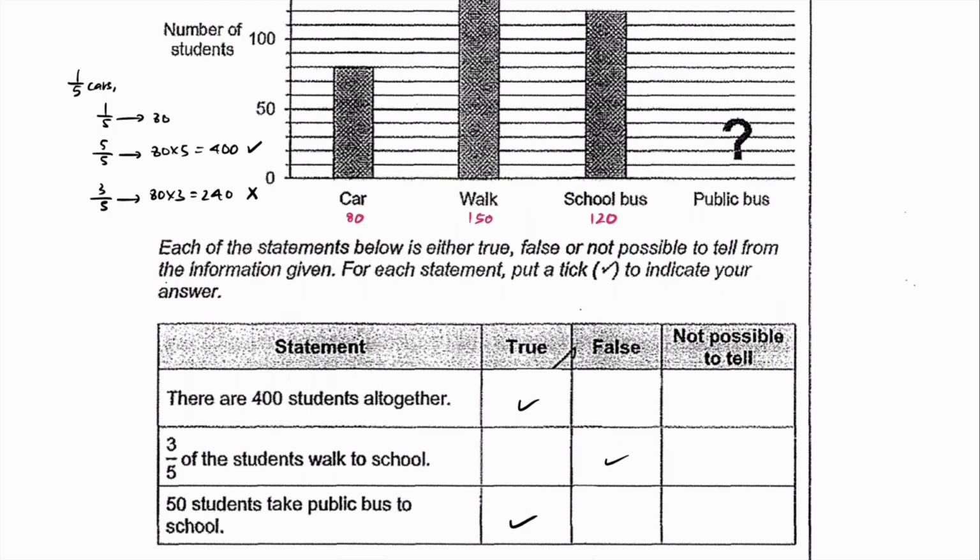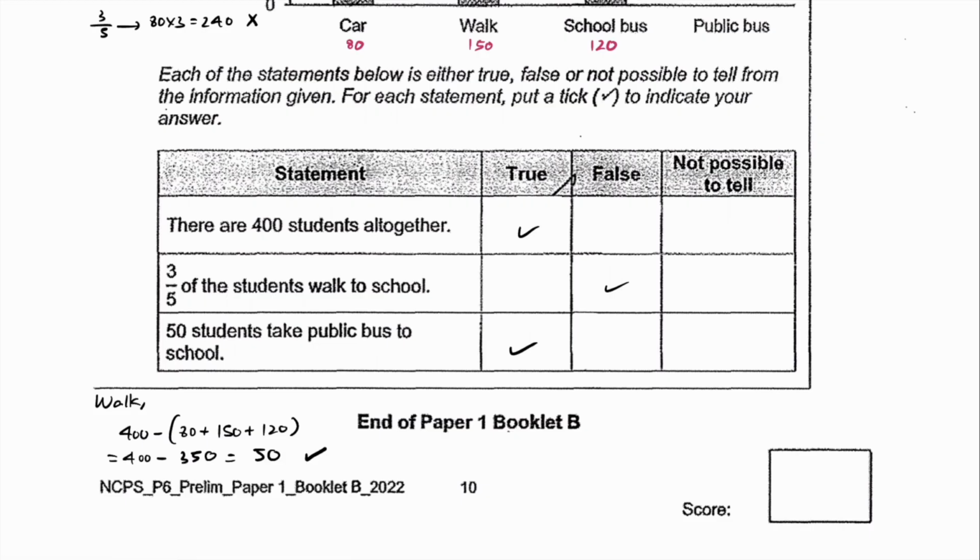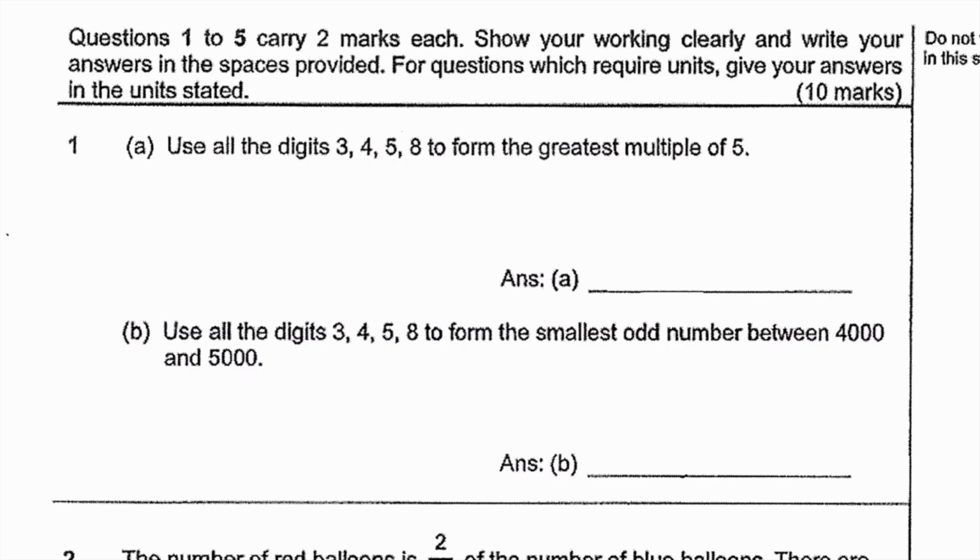50 students take the public bus to school. So if we take the total of 400 minus 80 minus 150 minus 120, we do get 50 left behind, which is the number of students who took the public bus. So it is true. So on to paper 2.